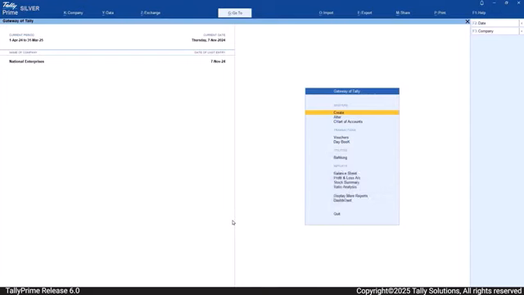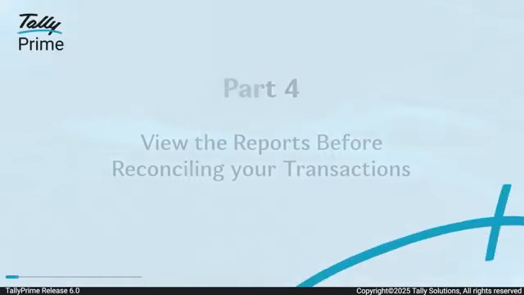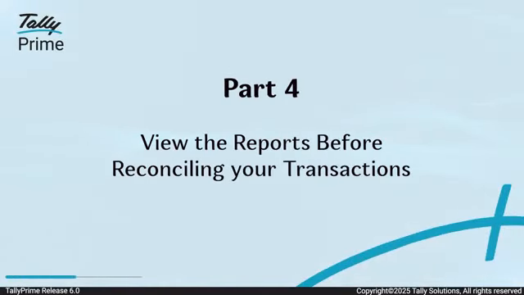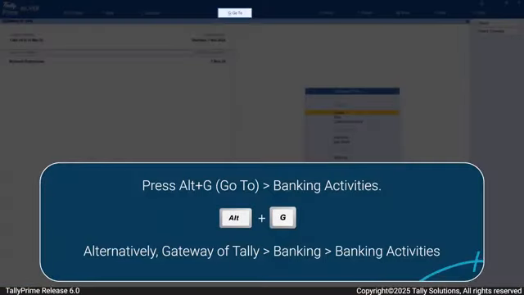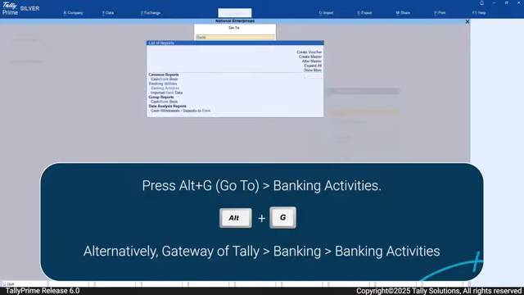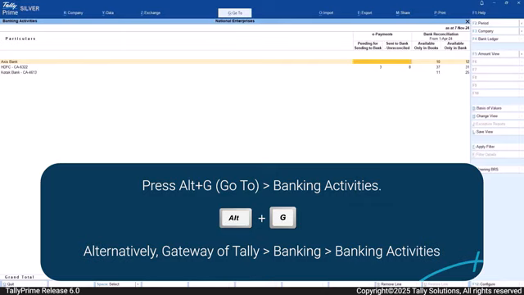If you encounter any issues with the format of the bank statement after importing it, please reach out to Tally Care and we will assist you in configuring it. Let us now see how to view the reports before you reconcile your transactions. Press Alt-G, type or select Banking Activities. Alternatively, Gateway of Tally, Banking Activities.